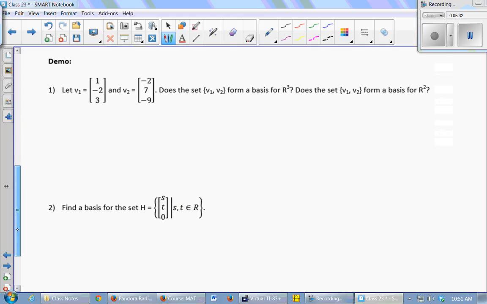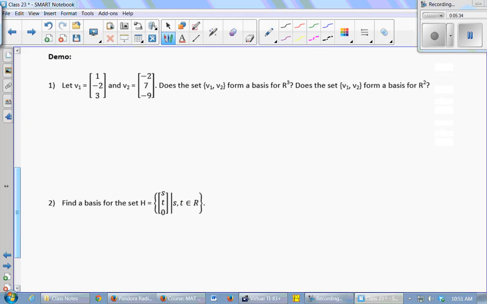All right, so let's do a quick demo. I've got two vectors here: (1, -2, 3) and (-2, 7, -9). Does the set of those two vectors form a basis for R3? So are they linearly independent?